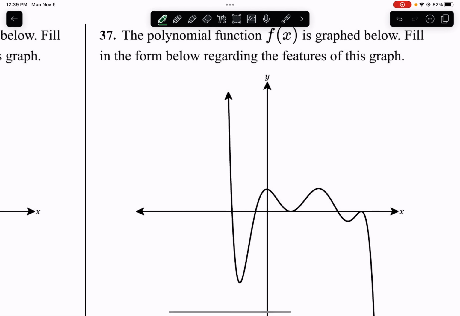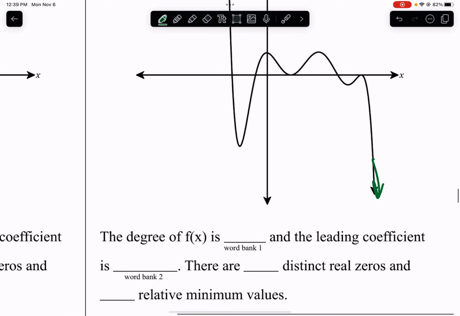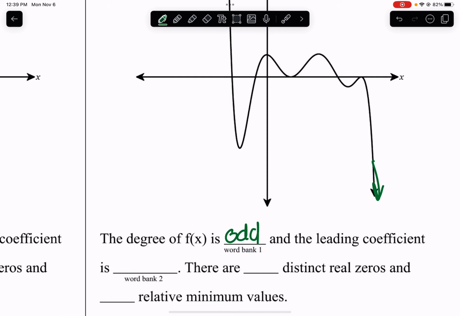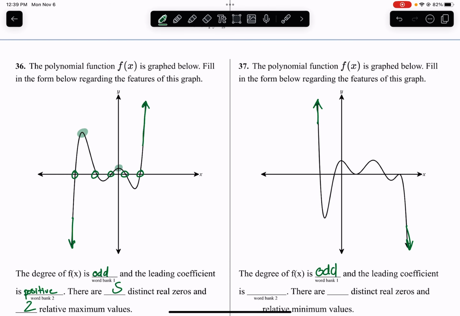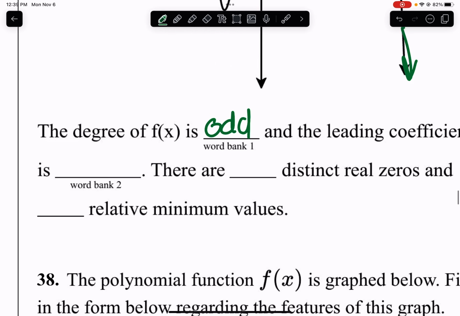So again, we have to look at our end behavior. You can see that it goes in opposite directions. So this is going to be an odd degree polynomial. If you look at your chart, when the left-hand side goes up and the right-hand side goes down, that is going to be when we have a negative leading coefficient.